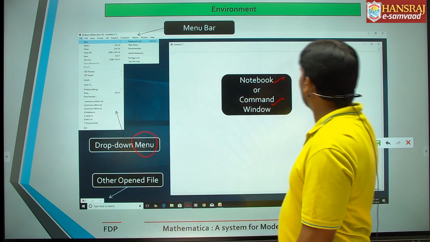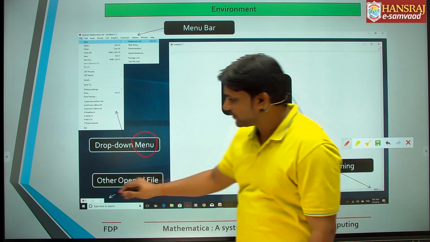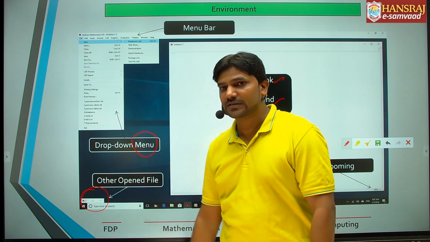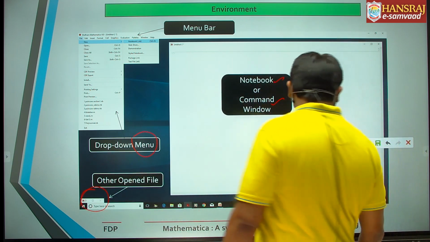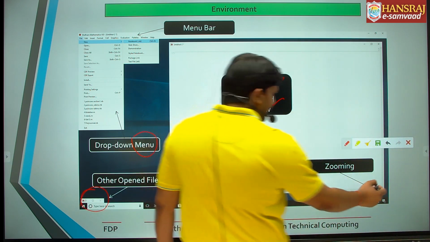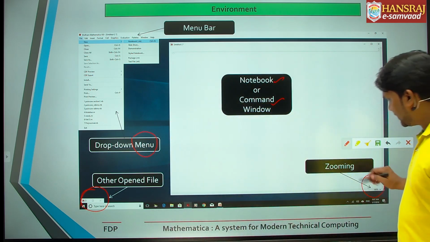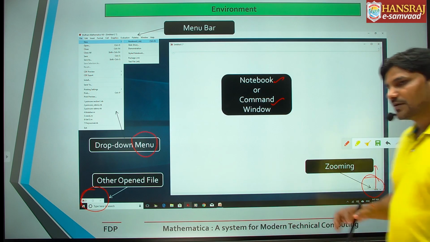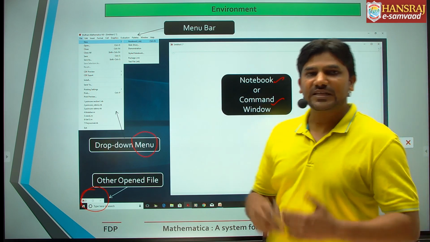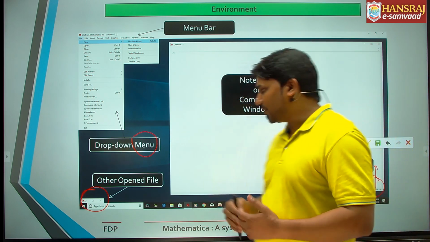And if you minimize some files, the other open files will be here in the left corner. And on the right side, you can see the zooming, that here we have, for example, 100%, and you can magnify it, so you can easily work and easily understand that code.